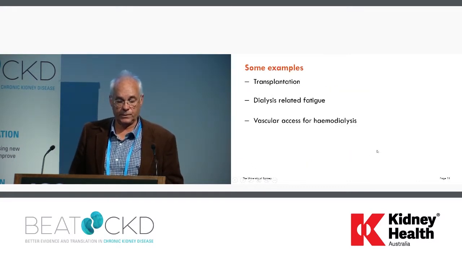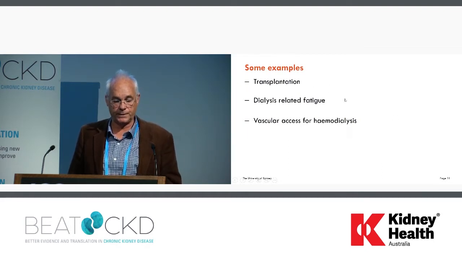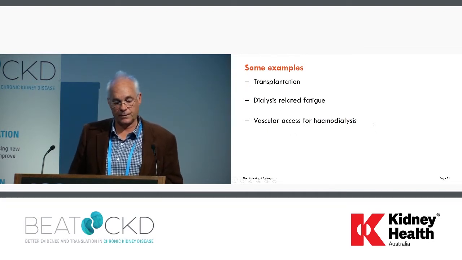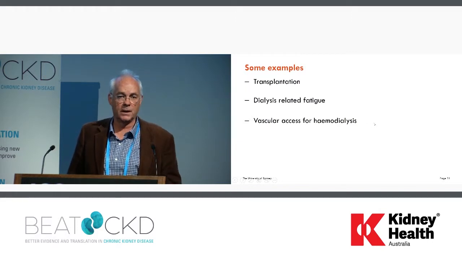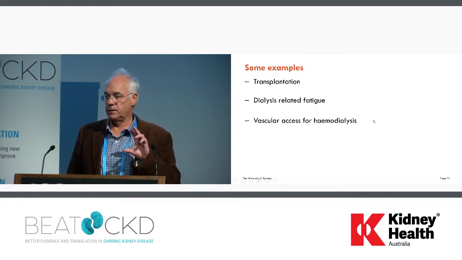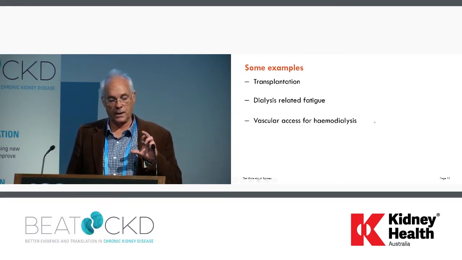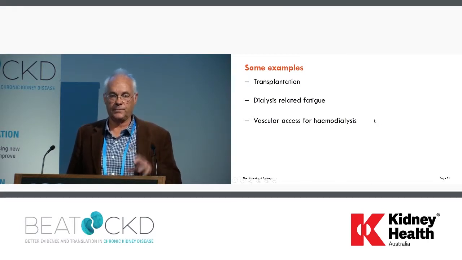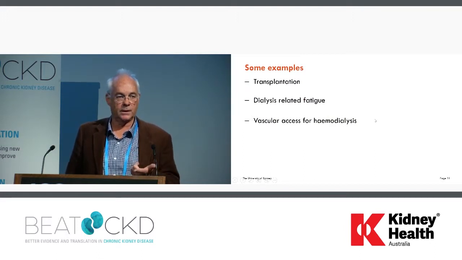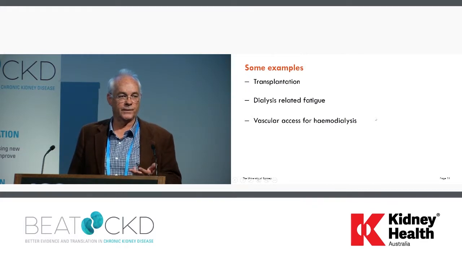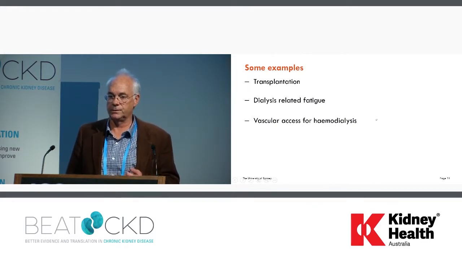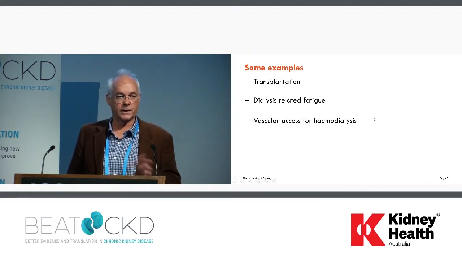So I'm just going to give you some examples. I'll give you an example from transplantation, an example from dialysis-related fatigue, and an example from vascular access in hemodialysis. The reason I've chosen these is that we've had the same surveys completed by patients, carers, and health professionals. Health professionals include clinicians and researchers, and clinicians are not just nephrologists, but nurses as well. So they're good examples for looking at what differences there might be, and whether they are important.